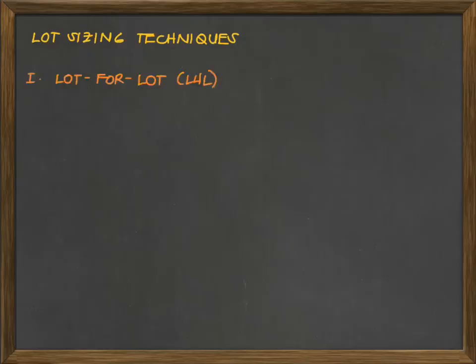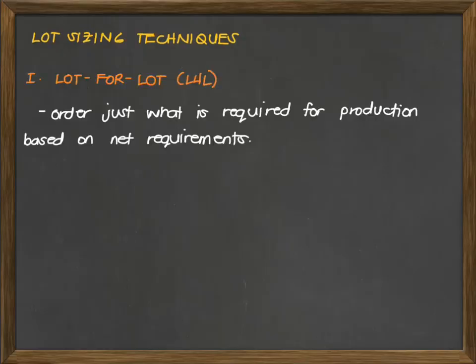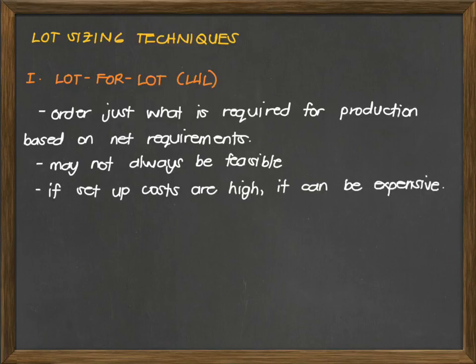To define first lot for lot or L for L, it orders just what is required for production based on net requirements. It may not always be feasible, and if setup costs are high, it can be expensive. So actually, lot for lot practices the concept of just in time. You order just the amount you need for production.